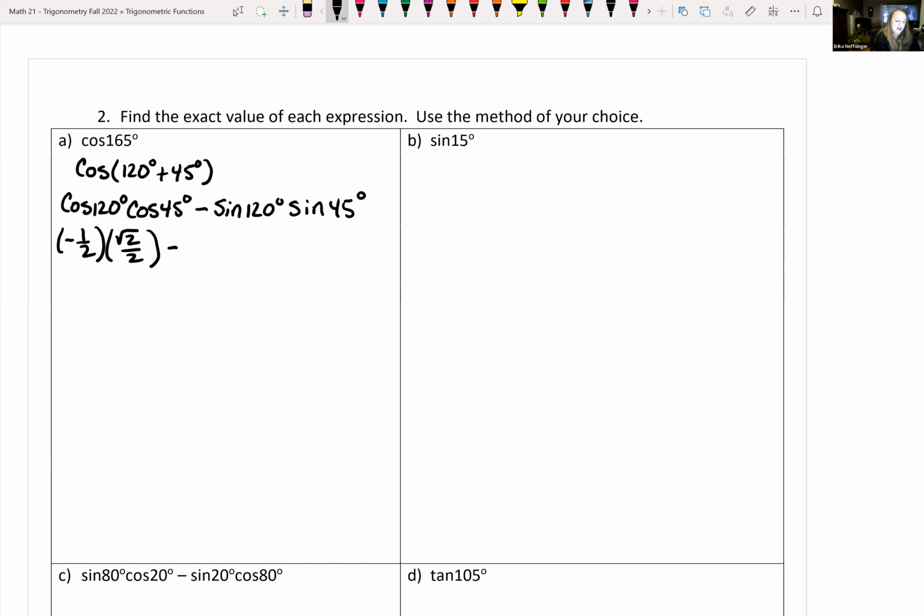Minus sine of 120 degrees. Sine in the second quadrant is positive. So my reference angle 60 degrees, sine of 60 degrees, I get back root 3 over 2. All times sine of 45 degrees, which is root 2 over 2. So multiplying negative 1/2 times root 2 over 2, I get negative root 2 over 4 minus root 3 times root 2.